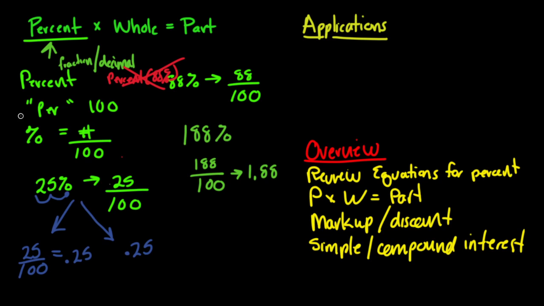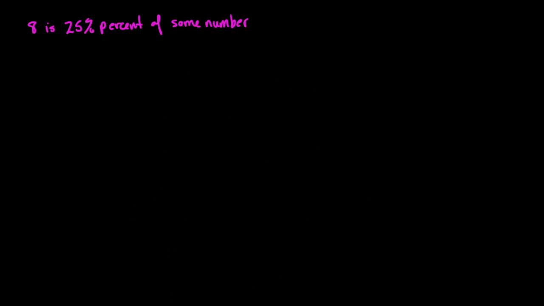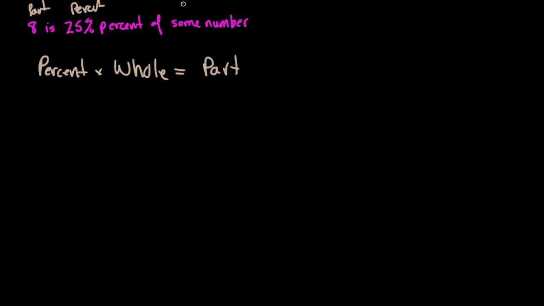So let's take a look at an example in which we can see how this is applied. We're going to look at: 8 is 25% of some number. Let's rewrite our percent equation down here. We know that percent times the whole equals the part. We know what the part is, we know what the percent is, but we don't know what the whole is. So let's begin filling this in and seeing what we have.